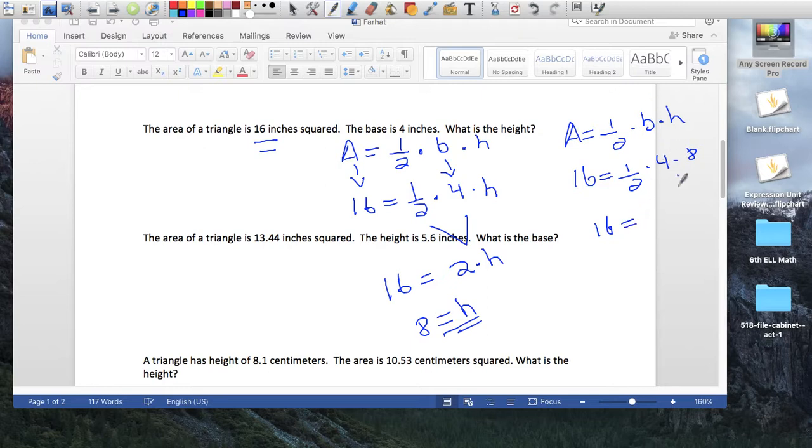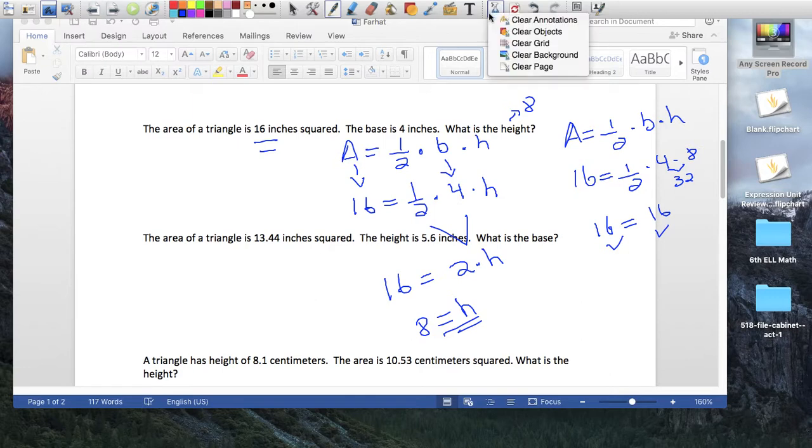On this side, you multiply 4 times 8, which is 32. And if you multiply that by a half, or take half of it, you get 16. And you can tell that it's an equation where left side equals right side. So the height of this particular triangle is 8.